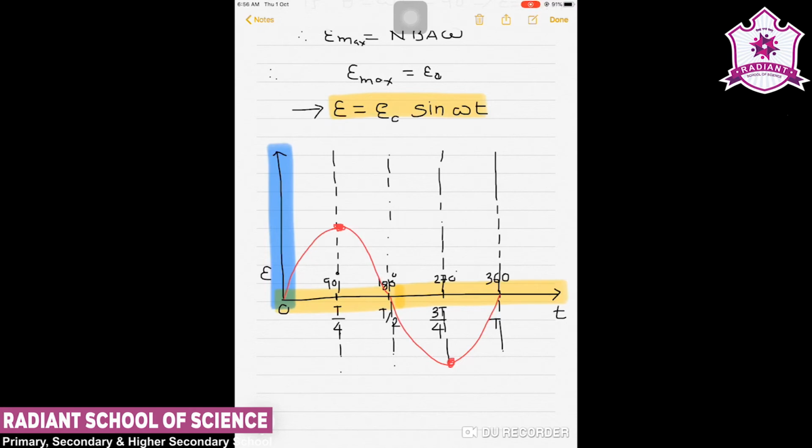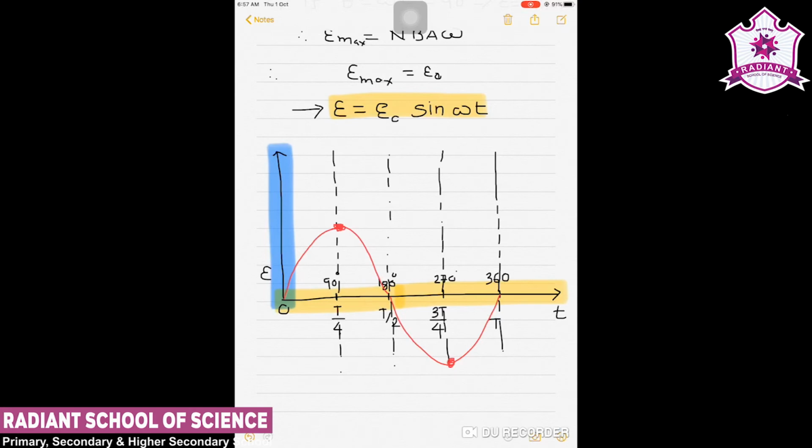Now the direction of the current changes periodically, and therefore the current is called alternating current. So the name alternating current is given due to this fluctuation with time that takes place for the EMF. So at T by 4 it is maximum, at T by 2 time period it becomes 0, again at 3T by 4 it becomes maximum in the opposite direction, and again at T it becomes 0. So it is continuously changing with time, and therefore it is called alternating current.